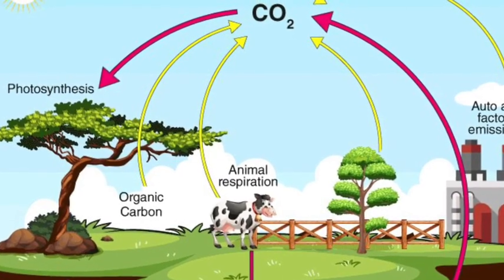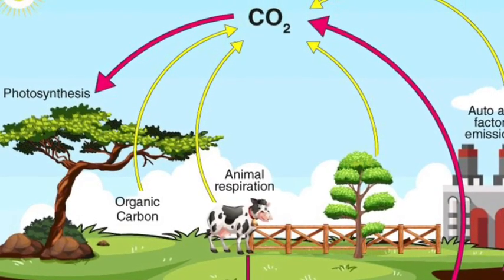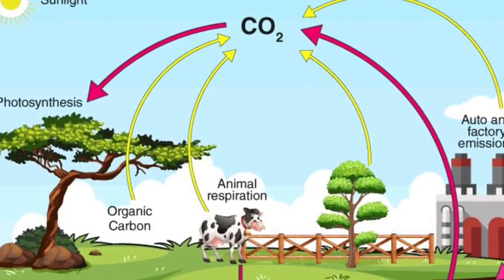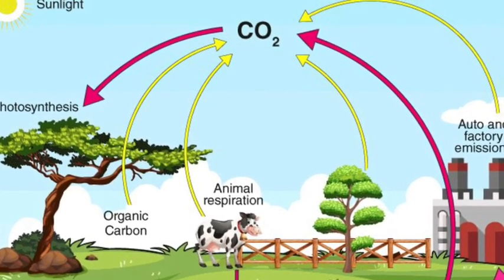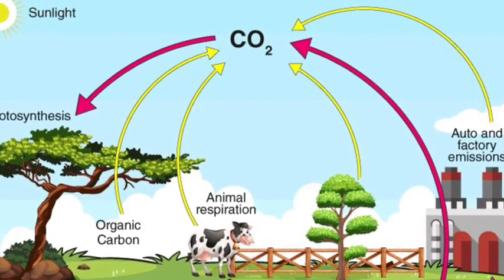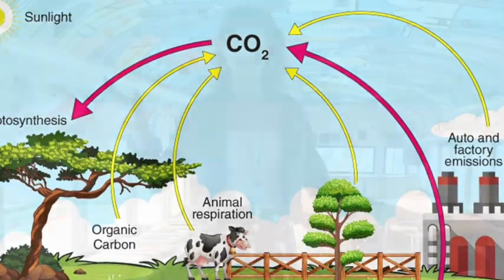To review, we learned about the ways that carbon dioxide is moved from the atmosphere into biomass through the process of photosynthesis and released again in cellular respiration, a process that all animals and plants do.